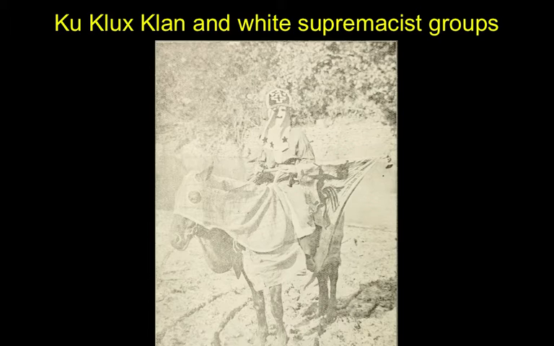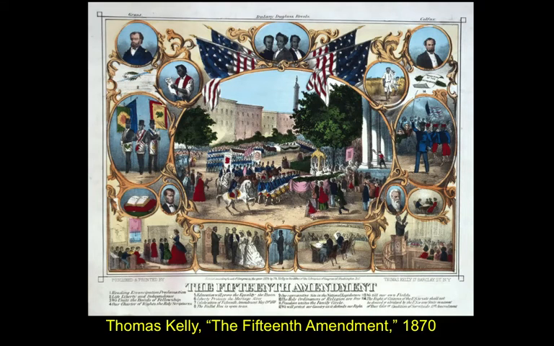Therefore, after Lincoln's death, radical Republicans moved to pass the 14th and 15th Amendments. The former guaranteed all Americans, regardless of race or previous condition of servitude, the right to equal protection under the law. The latter afforded all black men the right to vote.